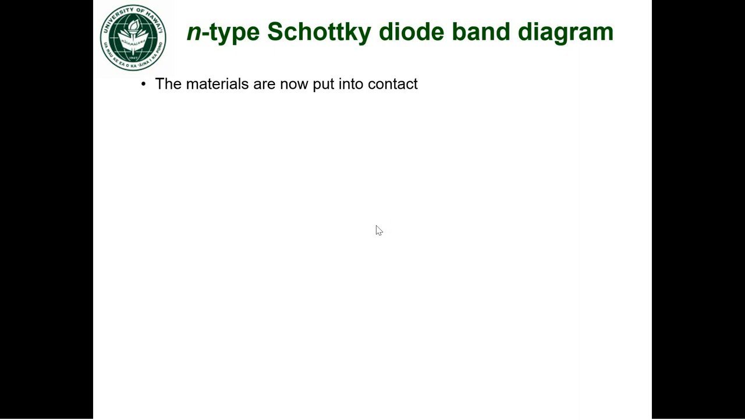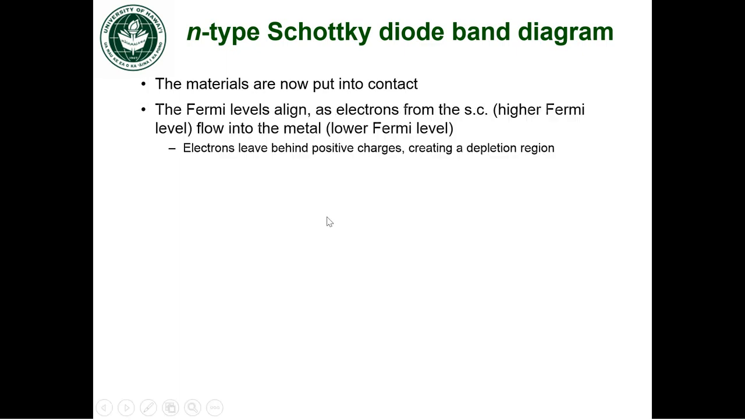In the previous video, we looked at the energy band diagrams of the materials before they were put into contact by themselves. So now let's make a junction. Let's put the metal against the N-type material. And now what's going to happen is that the Fermi levels in the two materials are going to align. So we're going to have the Fermi level at the same energy throughout the metal semiconductor junction.